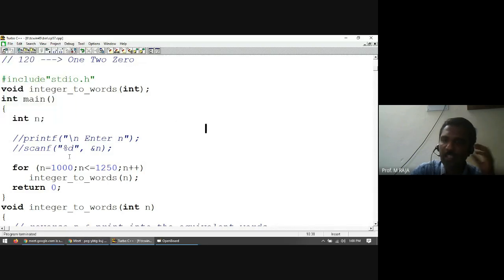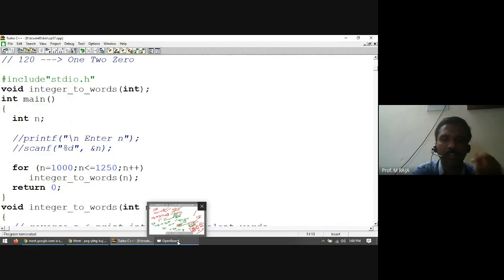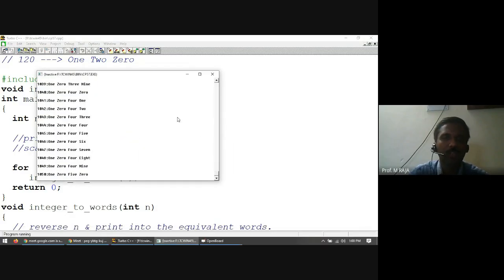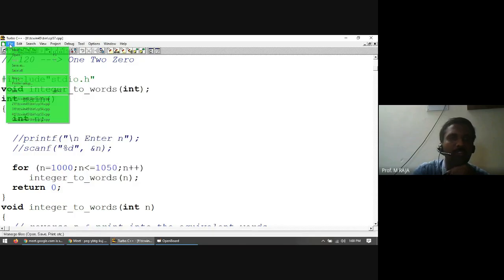Hope you understand this example. With a similar modification in the previous program, whatever the input, even 1000, we can expect a value. 1000, 1 triple 0. Last value 1050. Do you have any doubts in this example?